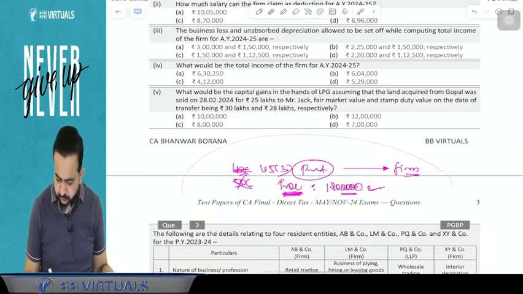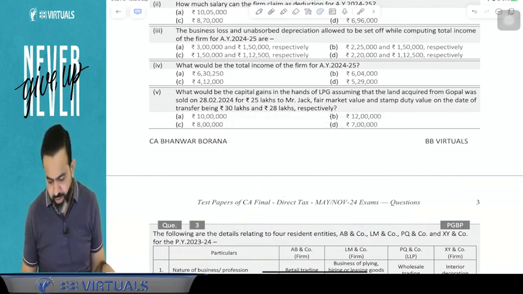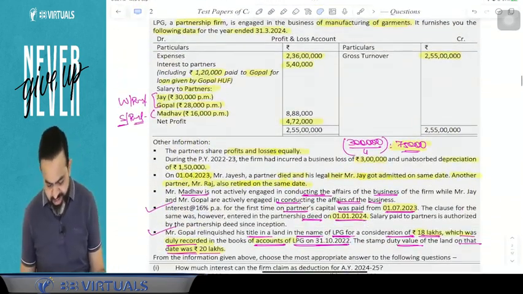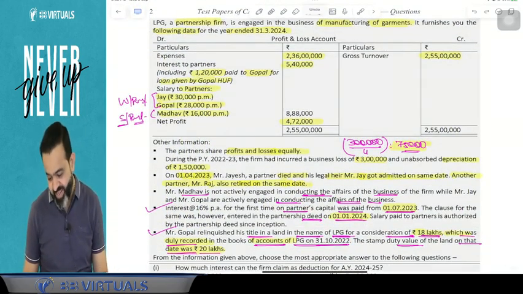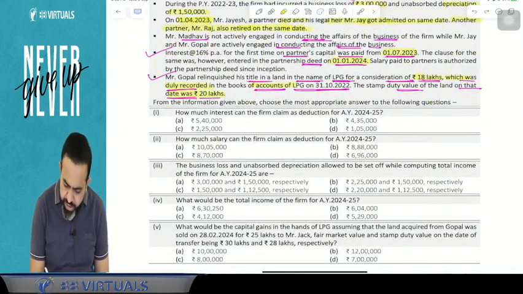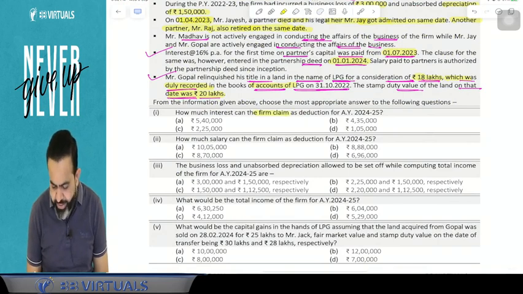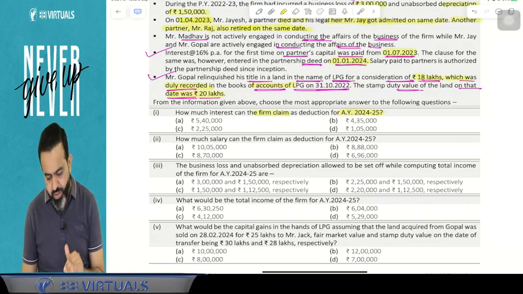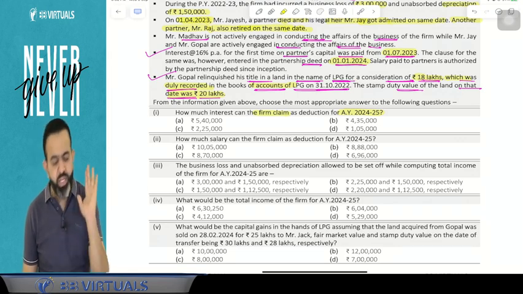Yes. So all this information is given by the examiner. Now the examiner is asking some questions. This question is not that easy. Now try to understand. First point: how much interest can be claimed as deduction under PGBP for the assessment year 24-25?